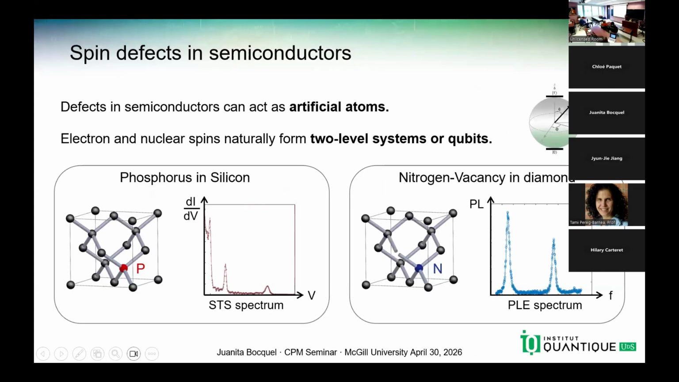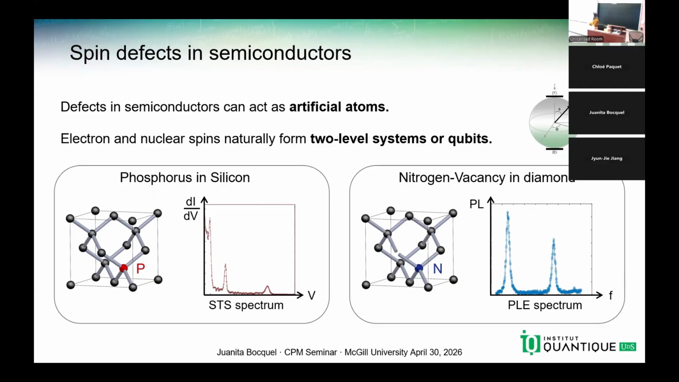But let me start with a little bit about defects in semiconductors. The name always sounds a bit negative, defects, but actually this kind of system brings a lot of opportunities. As you might know, defects in semiconductors can be viewed in many ways as artificial atoms, in such a way that they bring discrete energy levels. And among the defects, the most widely used are dopants, which are the base of the microelectronic industry, for example arsenic or phosphorus atoms in silicon. And those are usually electrically active.